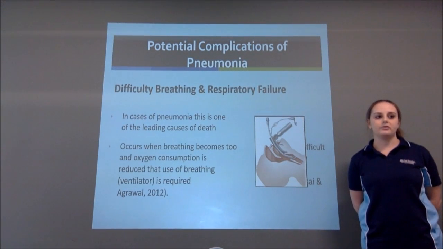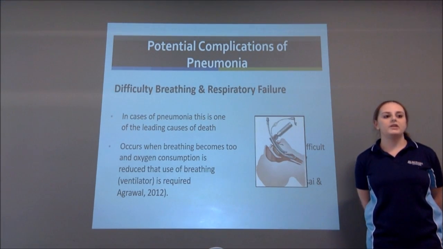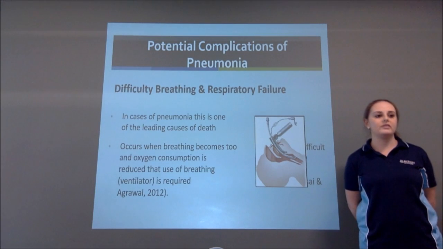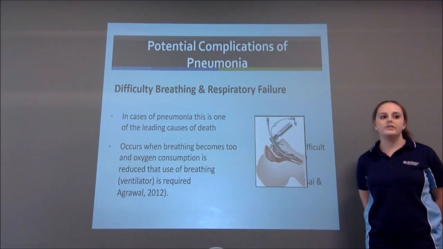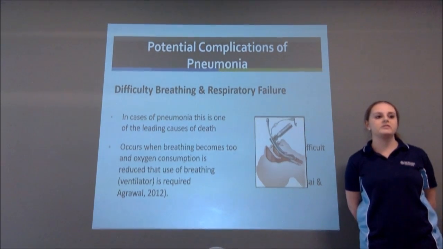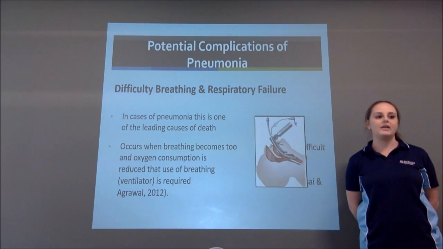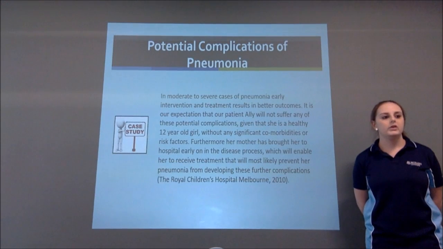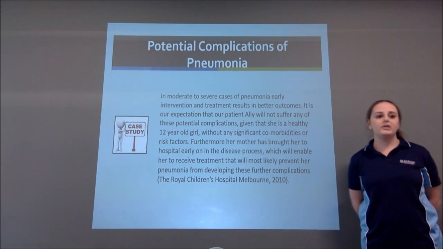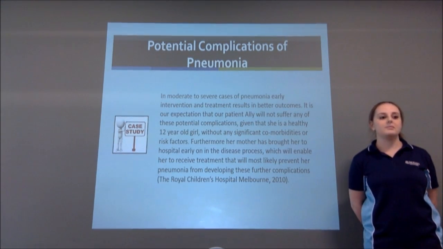Difficulty breathing and respiratory failure. In severe cases of pneumonia, respiratory failure is one of the leading causes of death. It can occur when breathing becomes so difficult and oxygen is so severely reduced that an individual requires use of a breathing machine called a ventilator whilst the lungs heal. So in moderate to severe cases of pneumonia, early intervention and treatment results in better outcomes.